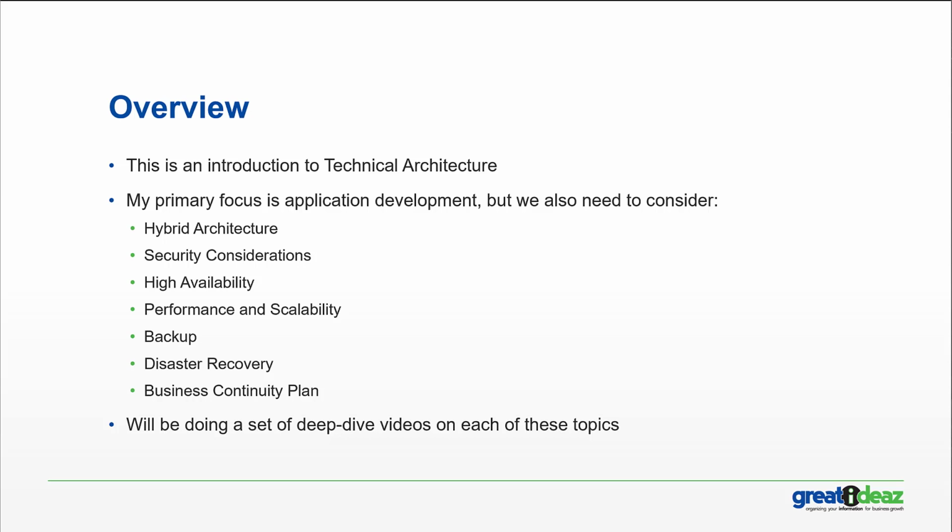So one thing that we need to consider here are the different sorts of hybrid architectures that are available now, some of the key security considerations, building highly available systems, understanding how to get the best performance and scalability out of our applications and data, what to back up, how to back it up, also understanding the difference between disaster recovery and business continuity planning. So as ever, this video will give us an overview of what the topic contains, and then we'll be doing a set of deep dive videos into each of these topics.